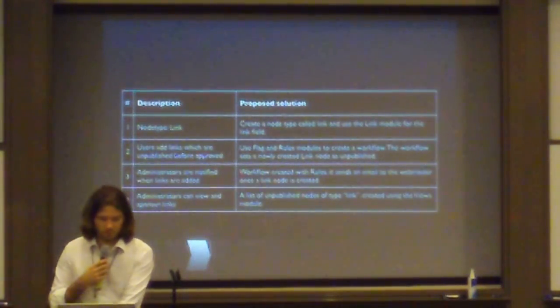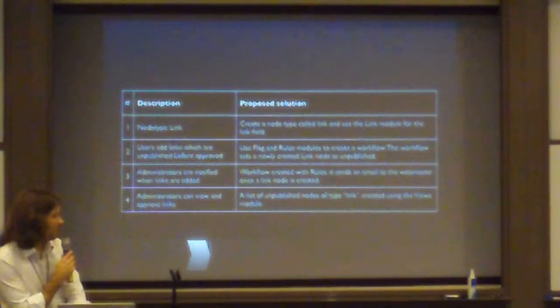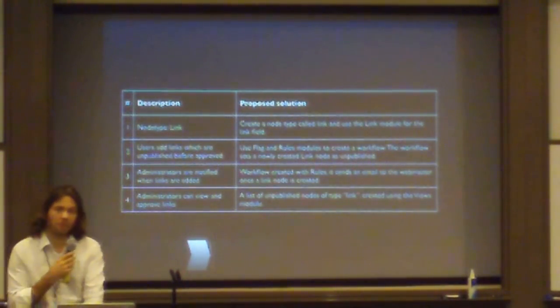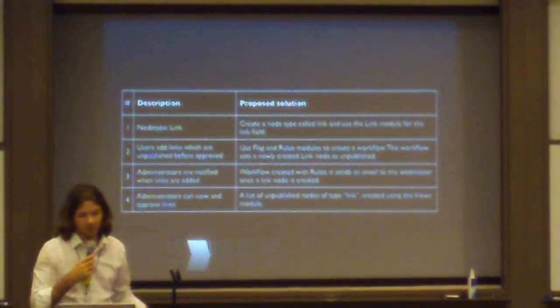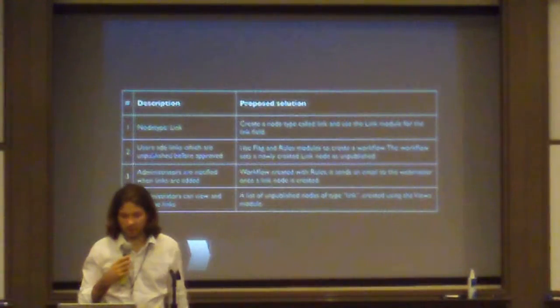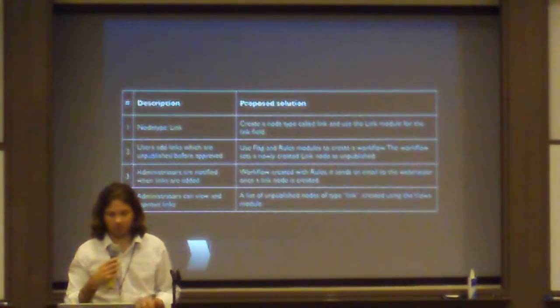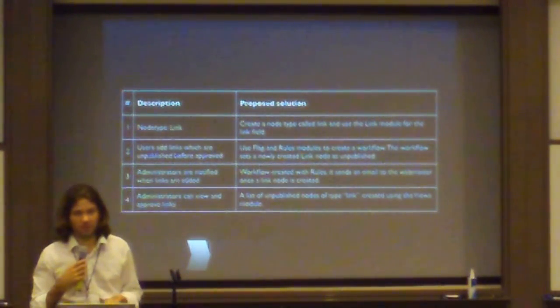All right. So as you can see here, we have actually written some descriptions. We have actually written a proposed solution for each of the features. And it's a proposed solution that we'll use later for the actual estimation. For the first case, we just create a node type. It's basic. In the other case, the proposed solution is used to flag the rules module to create a workflow. The workflow sets a newly created link as unpublished.